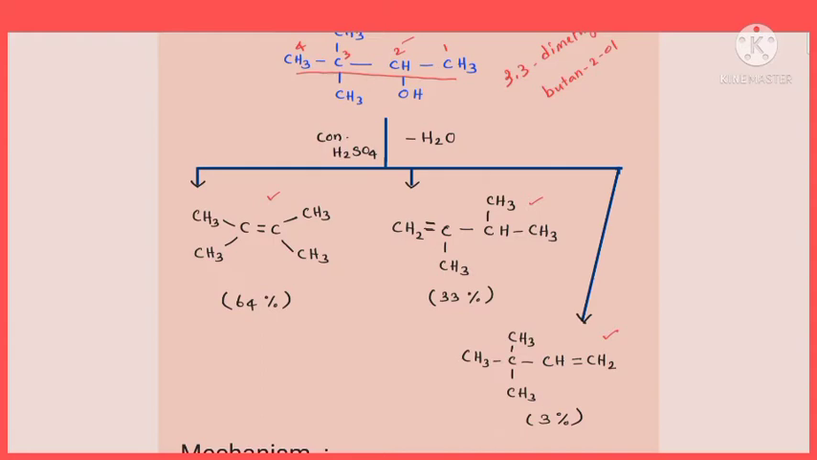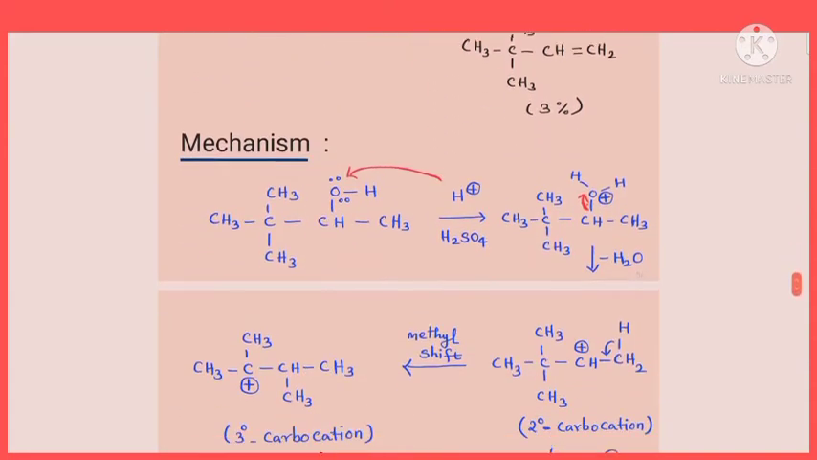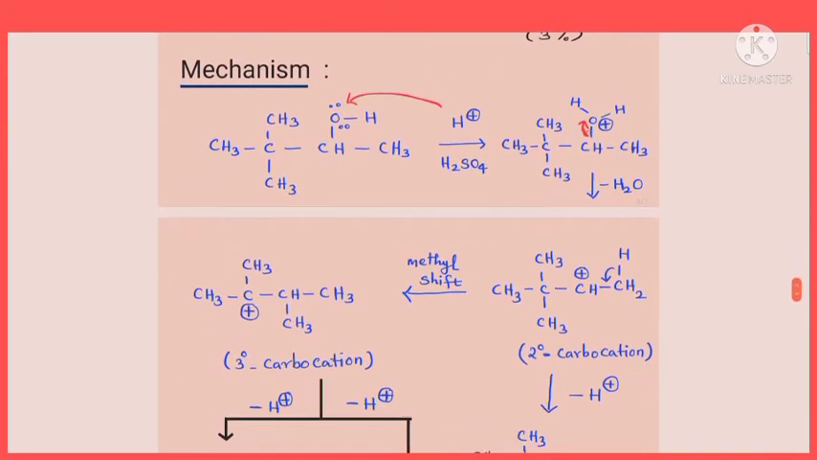Now let us see how these three compounds are formed, why the first one is formed as the major product and the last one is a minor product. We are going to see this with the mechanism. So now let us go for the mechanism. This is the alcohol we are using here, 3,3 dimethyl butan-2-ol.